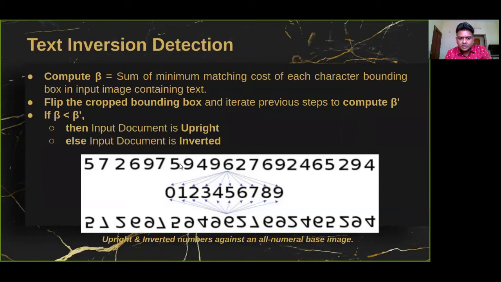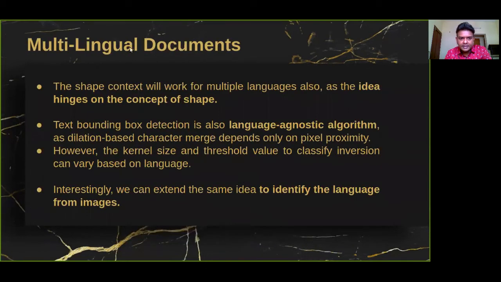And this is the base image in the middle. Top is the upright and bottom is the inverted. We will compare with each alphabet in the base image, minimize the cost and sum it up. This idea can be used for multilingual documents as well because the shape context idea hinges on the concept of shape. Even the text bounding box detection is a language agnostic algorithm because the dilation based character merge is based on pixel proximity. It will work irrespective of the language.